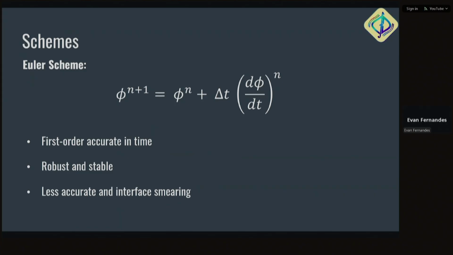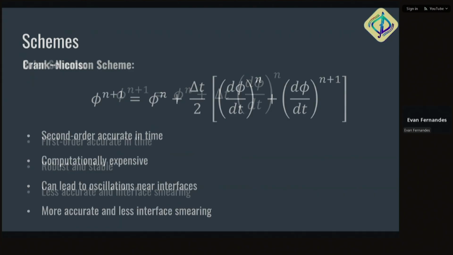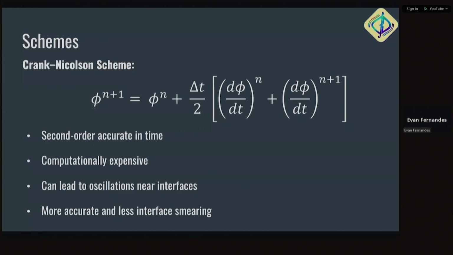So in case you want to refine that interface, you could go with the second scheme, that is Crank-Nicholson. Now this is a second order accurate in time scheme. So this one will resolve your interface. Obviously you will have less smearing and your diffusion is also less, but it comes at a cost. Your computation time will increase, which in turn will increase your computational expense. So if you have a powerful system and you have time to spare, and you want an accurate solution as well, you can use this scheme.